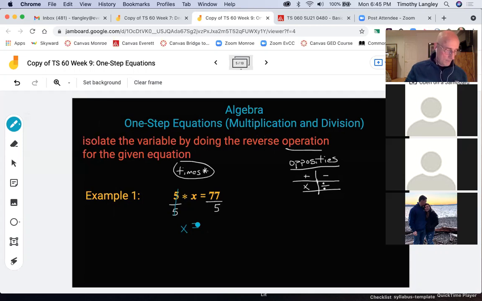And if I did 77 divided by 5 real fast on my calculator, I get 15.4, which is kind of a confusing one, but 15.4 on my calculator. And that would be my answer. x equals 15.4. Okay. And by the way, that is a decimal again. Okay. So I did the opposite operation. To get x by itself, since I was multiplying over here, I divide to get rid of that. Okay. Let's do some more. Let's take a look at a couple more here.